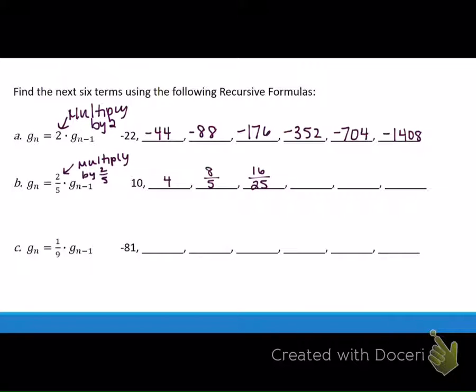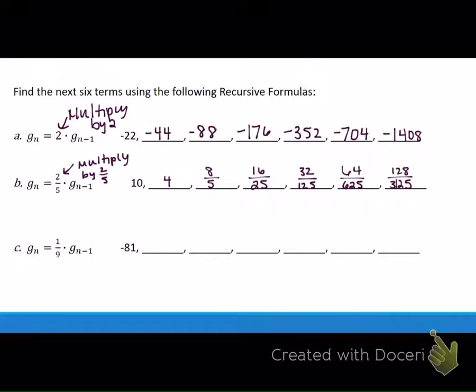Alyssa, what's the next one if you're doing 8 fifths times 2 fifths? Perfect. Cassie, what'd you say? I think you skipped one. The one before that. You probably have it on your paper. 32 over 125, right? Yeah. Okay. So what was the one that you said? 625, right? And then finally, for the last one there, it is 128 over 3,125.